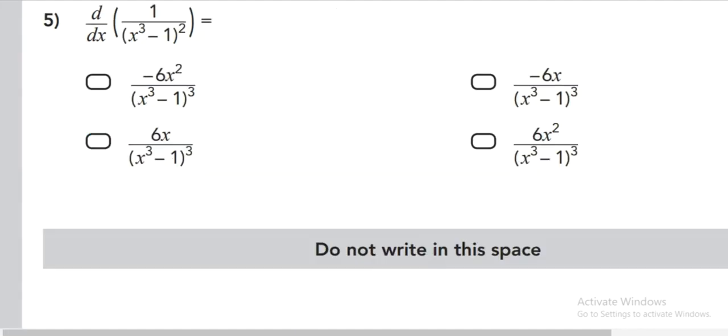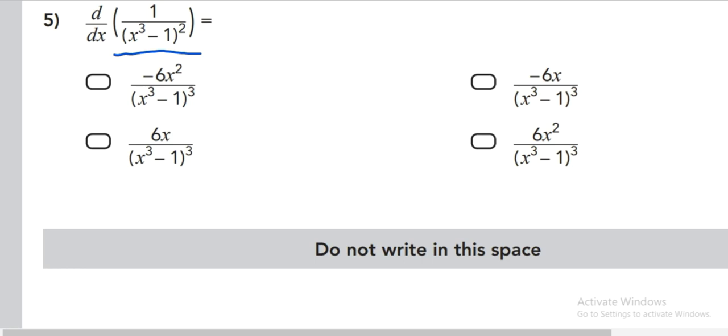Question 5. d by dx of 1 over (x to the power of 3 minus 1) all to the power of 2. Here we want to differentiate this expression, which is in the form of dividing. As we got an expression in the form of dividing and we want to differentiate, first we will think about quotient rule. But first we have to ask a question.